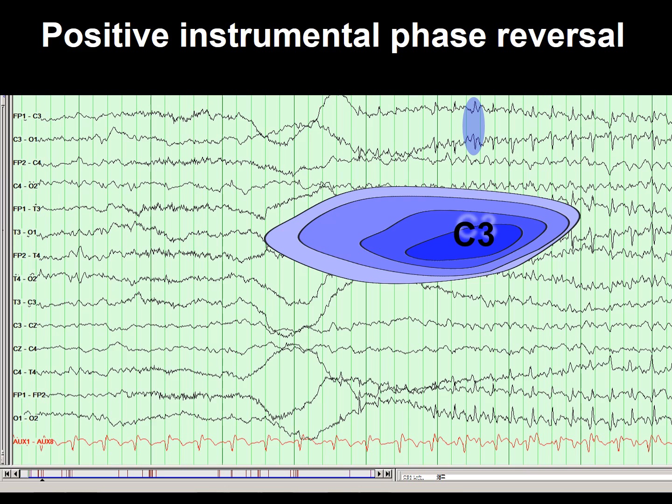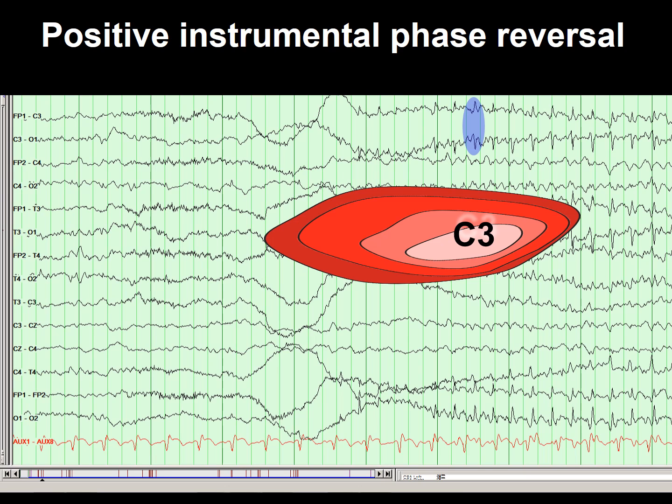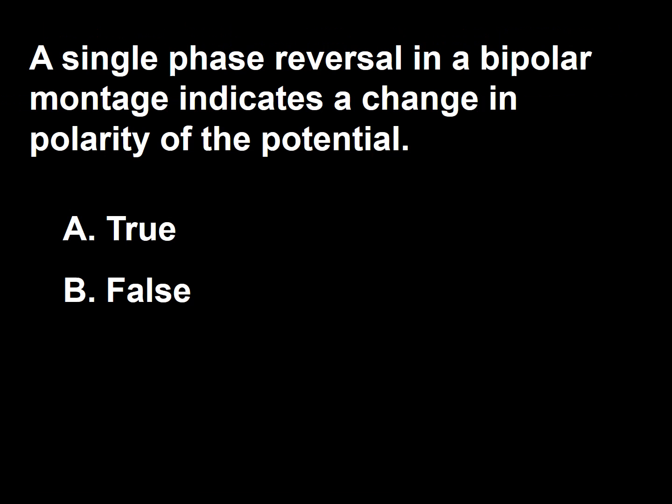On the other hand, if the sharp activity is going in the opposite direction, that is, away from each other, as in this frame, the term positive instrumental phase reversal is often used. Again, from a theoretical point of view, a field with a minimal negativity at the common electrode could also produce the same finding as I just previously described with negative instrumental phase reversals. But again, such a geometry defies the common laws of physics. So the answer to this question is false.